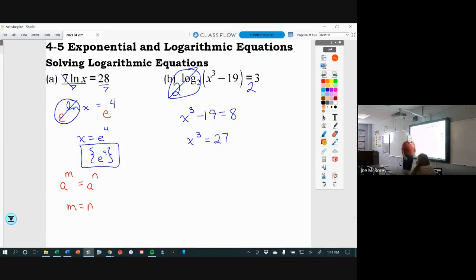I want x by itself. What should I do? Divide. Wait, cube root. So x equals the cube root of 27, which is 3.